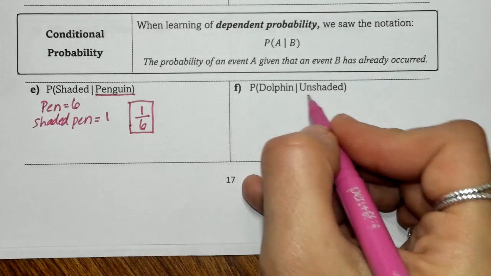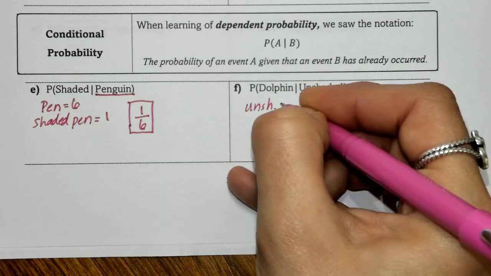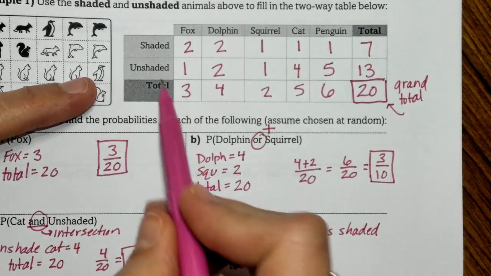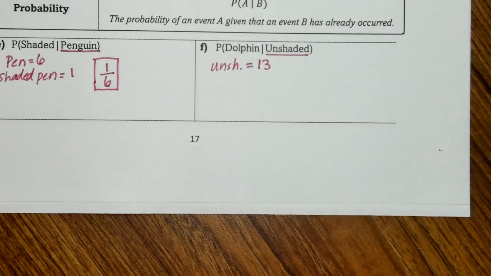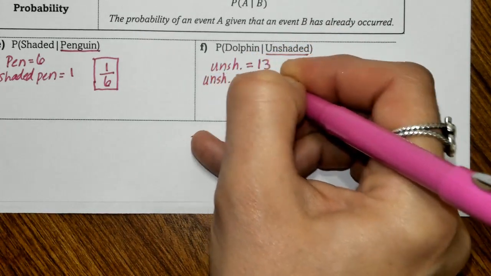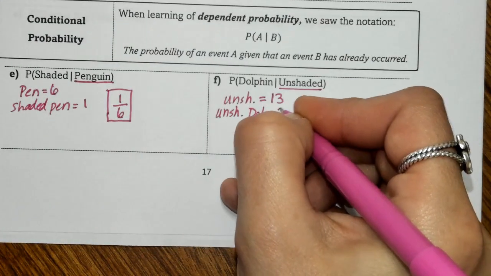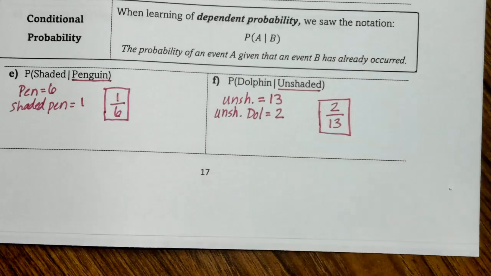The next one, let's start with that second word, unshaded. Let's look at how many total unshaded animals we have. That's the goal here. The second one, we're looking at the total. Total unshaded, we have 13. Now, out of those 13, how many of those unshaded are dolphins? So we want unshaded, D-O-L for dolphins. If you need to spell it out, please do. So unshaded and dolphin, we have 2. So we have 2 out of 13. And that is how this pattern works.